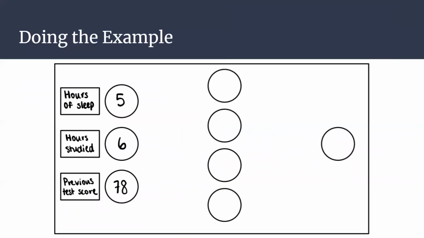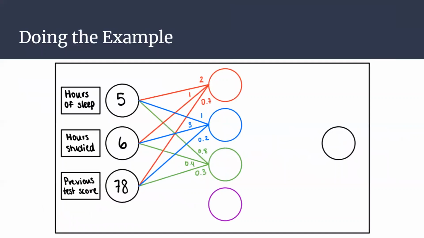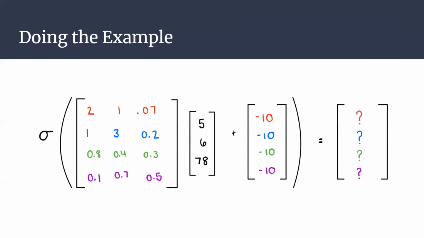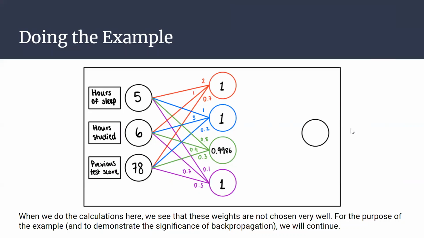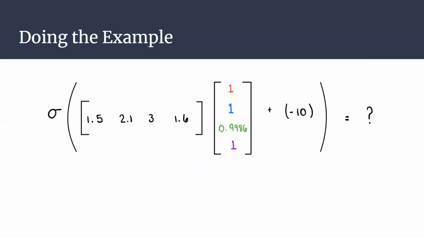Here we have our parameters. We'll have some connections to the inner layers with associated weights. And again, these weights are randomly assigned by the user. Using those weights, inputs, and the bias, this is how we'll calculate the next node's values in a linear algebra related format. Here are the resulting values. 3 of our 4 values are 1s, but for the purposes of the example and to demonstrate the significance of backpropagation, we'll continue. Now we assign weights to the connections of the output node, repeat the calculation, and achieve a final score of 14%.